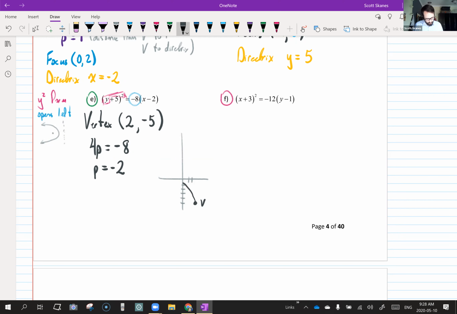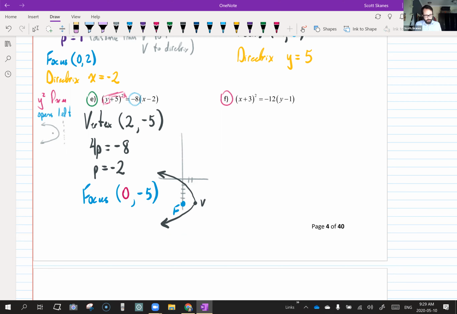How do I know that? Well, because from the very beginning of this question, I knew that it opened left. And now I just go 2 to the left to write my focus. That's my focus. I should write down the coordinates. So the focus, it clearly went left, so it affects the x value. It must be at 0. And then negative 5 stays the same. It's the 0 that I changed.